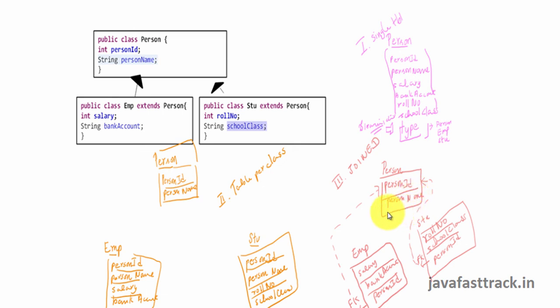Here the person ID, person name, you can see that all the person related columns are repeated again. Person name, here also person name repeated. In joined strategy, person name is not repeated, because the data will be retrieved with the foreign key relationship, and person ID is repeated because that is made as the foreign key column. So this is how the tables are created.